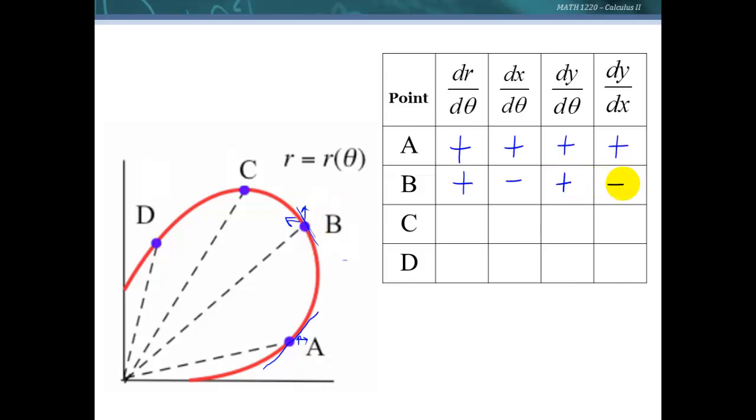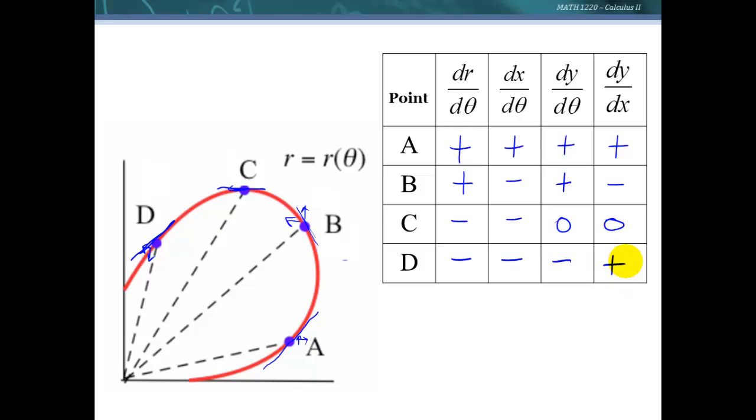Let's look at point C. We see as we increase theta that r is actually getting smaller now, so that's negative, and so is x. And y, actually the rate of change there is 0 for our y, and also for our slope of our tangent to the curve. Okay, let's look at D. As we increase theta, we see that r is decreasing, and we see that x is also decreasing, and y is also decreasing. The slope of our tangent is positive.